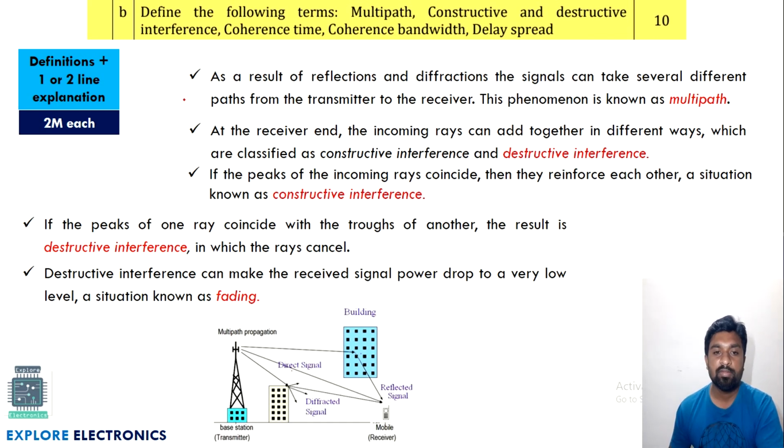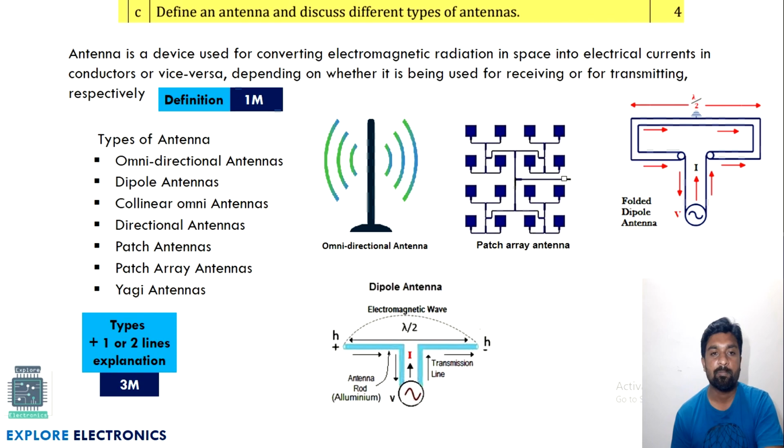Here I have given just the definition, not a detailed explanation. So just the definition. A supporting block diagram is not a must. If you write this block diagram, it fetches you the maximum marks. You just write the definitions as they are. Delay spread. Then define antenna and discuss different types of antennas.